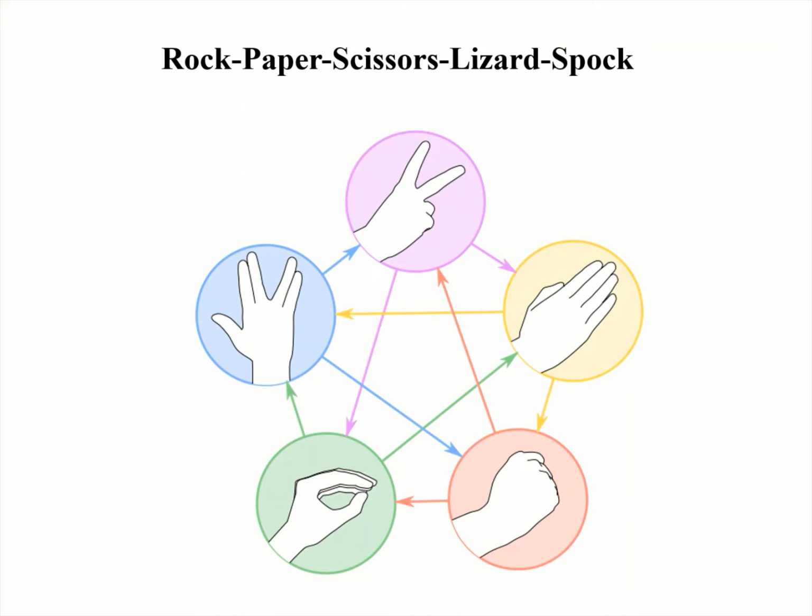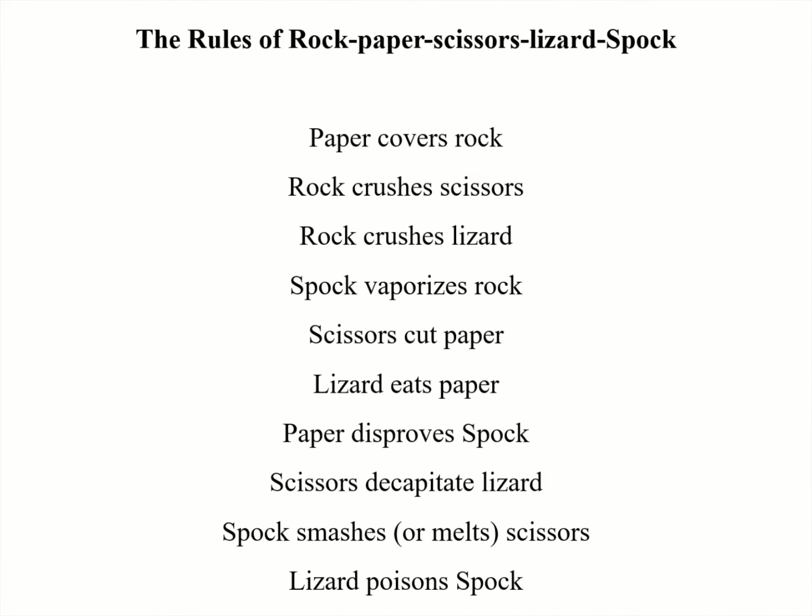So we have paper covers rock, rock crushes scissors, rock crushes lizard, Spock vaporizes rock, scissors cut paper, lizard eats paper, paper disproves Spock, scissors decapitate lizard, Spock smashes scissors, lizard poisons Spock. So this set is right there.